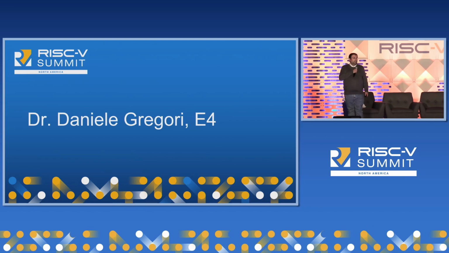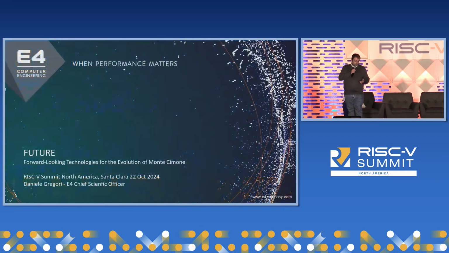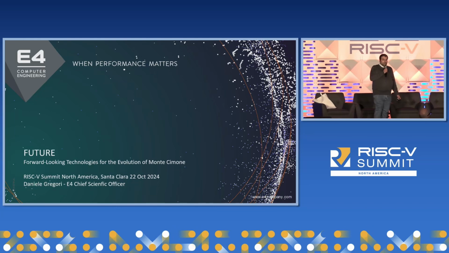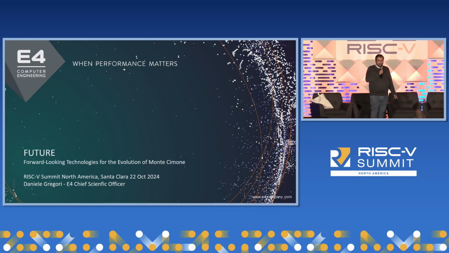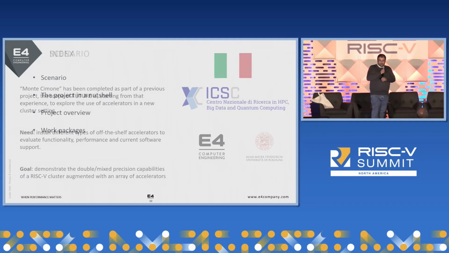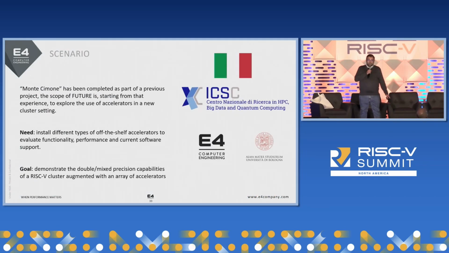E4 is an Italian company, and E4 is specialized in HPC. We try to use the RISC-V processor for the HPC, high-performance computing, environment. The Future is the name of the project funded by the Italian Center for Supercomputing, dedicated to the RISC-V system. Here you can see the basic idea of the project. Montecimone was the first prototype of HPC cluster we did in 2021.